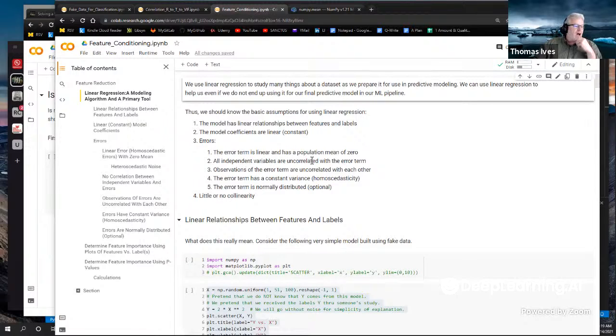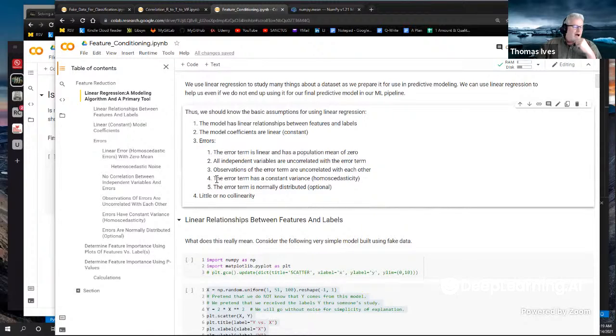All independent variables are uncorrelated with the error term. And we can test that visually and with Pearson's correlation coefficient. Observations of the error term are uncorrelated with each other. Ooh, what does that mean? That's kind of funky actually, but we'll even illustrate that. The error term has a constant variance. To me, I feel like these two statements are the same. I might be wrong as I continue to investigate more deeply because I'm not finding any sources to counter what I'm thinking. I will let you know.